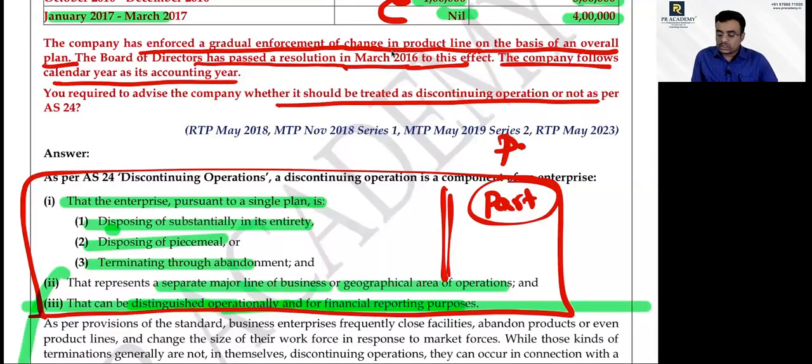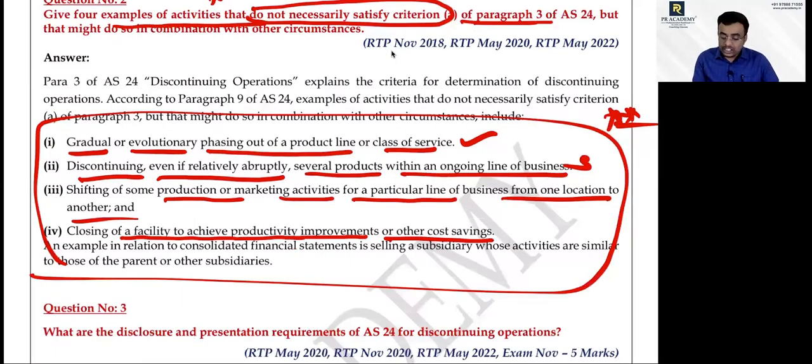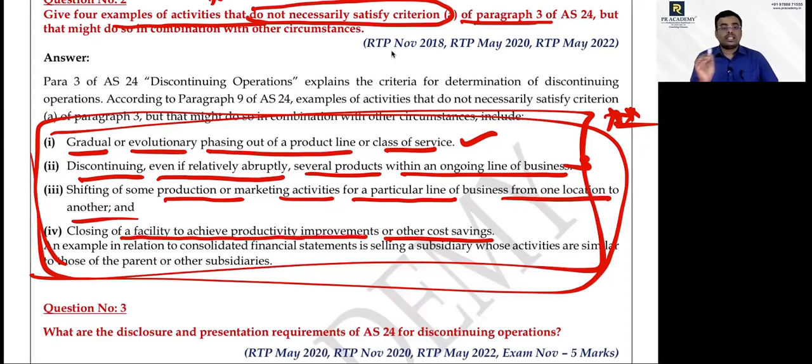Out of the standard, only two questions are possible. One is a positive question. If you are getting a positive question in the examination, before you give the answer, write this sentence. If you are getting a negative question in your examination, write these four points, then connect with the present case. In the present case, they gradually moved out, so you must write that it is not a discontinuing operation.